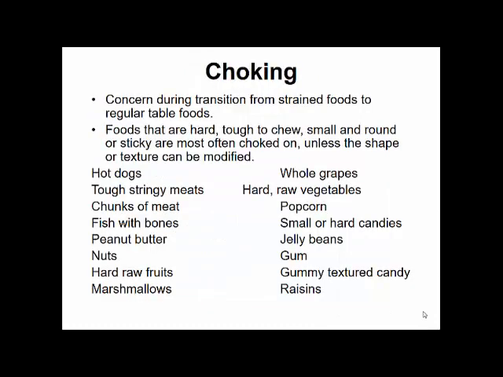Choking. A concern during the transition from strained foods to regular table foods. Foods that are hard, tough to chew, small and round, or sticky are most often choked on unless the shape or texture can be modified. These include hot dogs, tough stringy meats, chunks of meat, fish with bones, peanut butter, nuts, hard raw fruits, marshmallows, whole grapes, hard raw vegetables, popcorn, small or hot candies, jelly beans, gummies, textured candy, raisins.